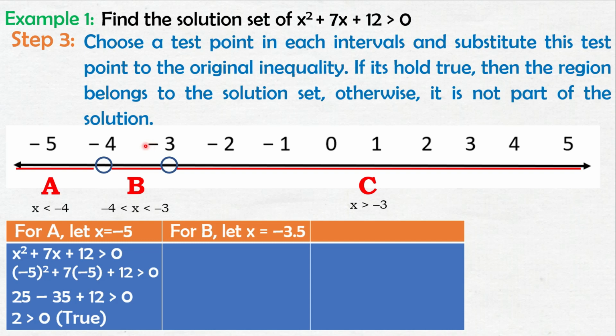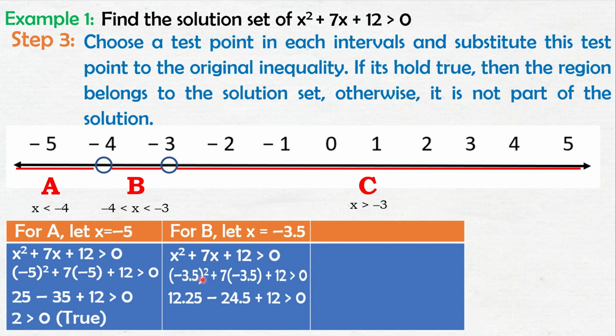Ito. Yung mga numbers between negative 4 and negative 3. So, kukunin ko ditong number ay negative 3.5. Nasa gitna. Okay? Substitute ko sa original quadratic inequality. Makuha ko ay negative 3.5 square plus 7 times negative 3.5 plus 12 greater than 0. Okay, negative 3.5 square, that is 12.25. 7 times negative 3.5, that is negative 24.5 plus 12. And then simplify, we get negative 0.25 greater than 0.